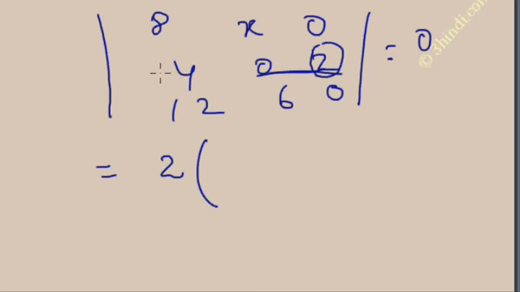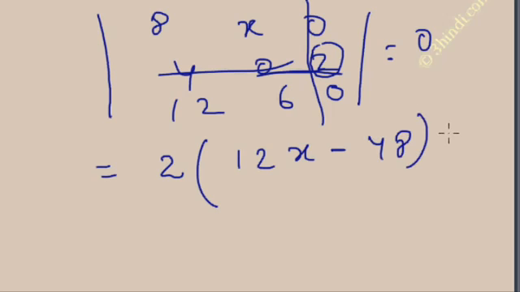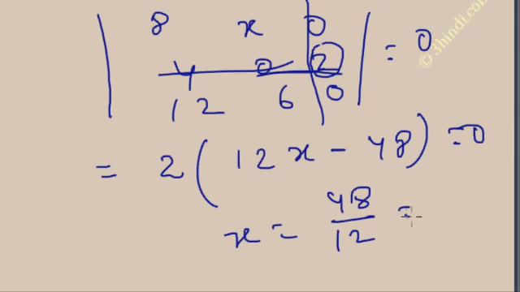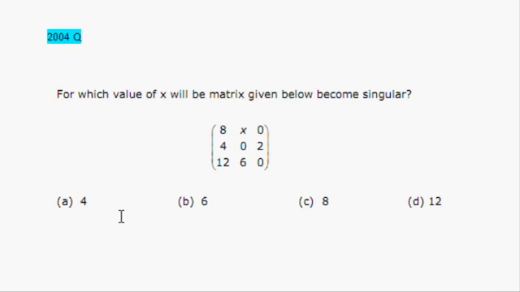remove this column and remove this row and remove this column. What remains here is 2 into the opposite of this, 12x minus 8 into 6, 48, is equal to 0. This means x is equal to 48 by 12, which is equal to 4. So x is 4. So A is the correct answer.